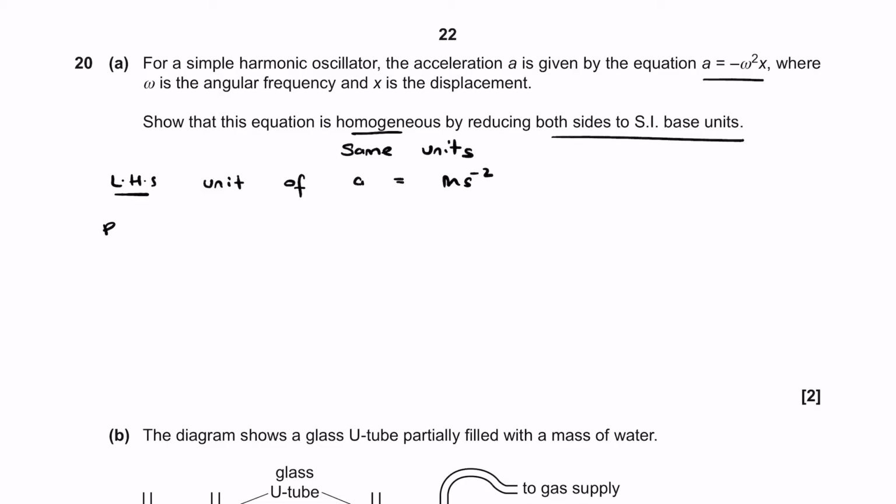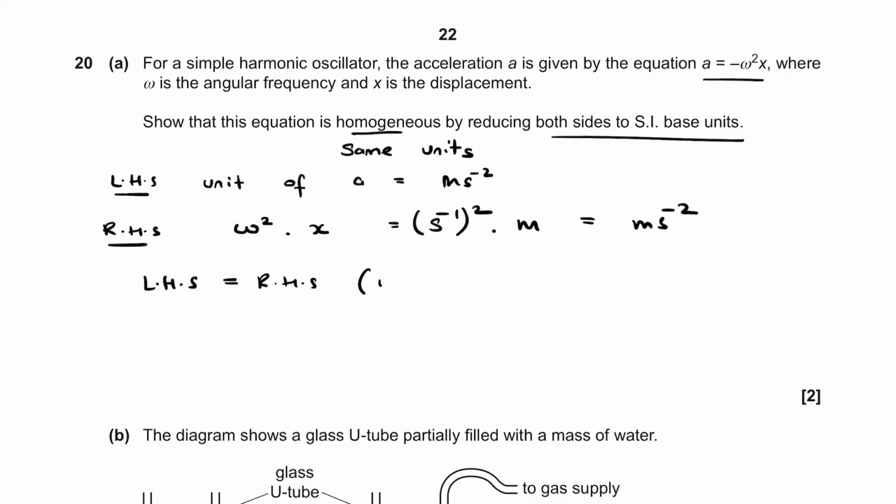And for the right-hand side, we know that the units involve that of omega squared and x, the displacement. So omega squared is just per second, squared, per second squared, because it's squared, right? Times x, which is the displacement in meters. So yes, they are the same and hence they are homogeneous. So that's what I'm going to say: LHS is equal to RHS in terms of units. Cool.